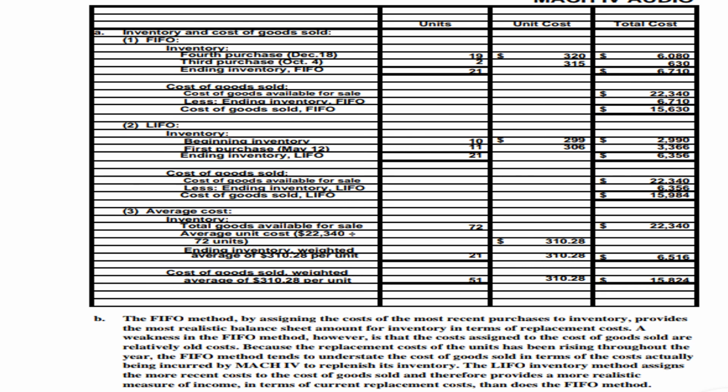A weakness in the FIFO method, however, is that the cost assigned to the cost of goods sold is relatively old cost, because the replacement cost of the unit has been rising throughout the year. The FIFO method tends to understate the cost of goods sold in terms of costs actually being incurred by MAC 4 to replenish its inventory. The LIFO inventory method assigns the most recent cost to the cost of goods sold and therefore provides a more realistic measure of income in terms of current replacement cost than the FIFO method does.